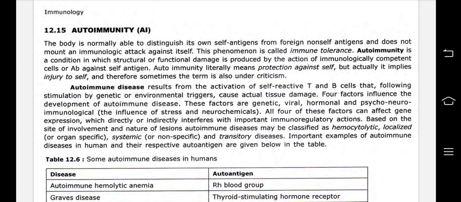AI, I guess. AI and immunology, not artificial intelligence, autoimmunity. That's sort of short form.